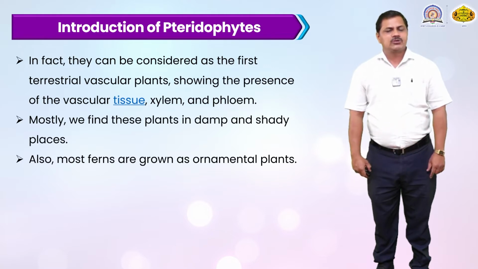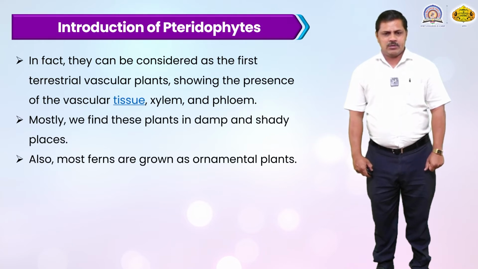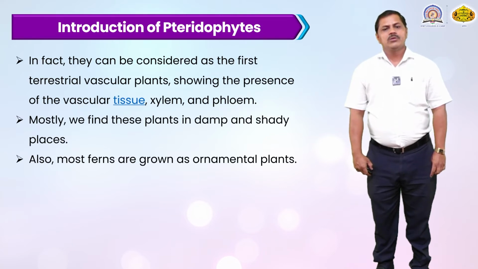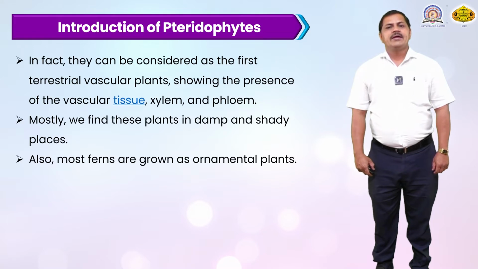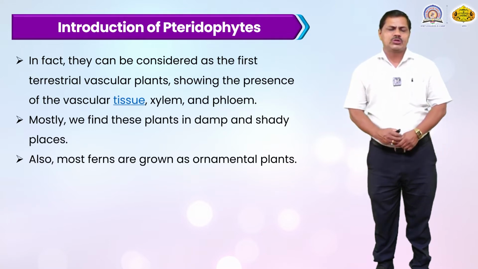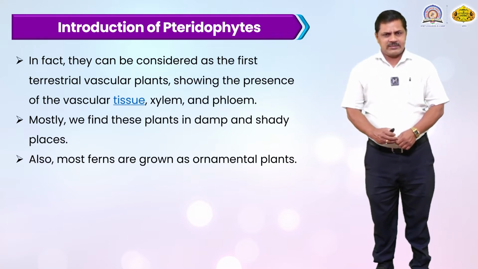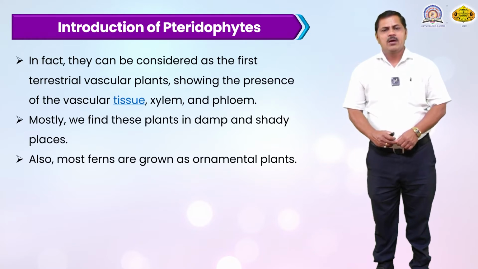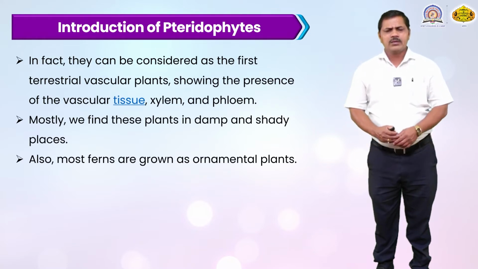What is meant by vessel cells? It is called xylem and phloem, or conducting cells. It is called a vessel cell: xylem and phloem. Mostly we find these plants in damp and shady places. Most pteridophytic plants, like Selaginella as well as Pistia, or another one, Azolla, are found there.